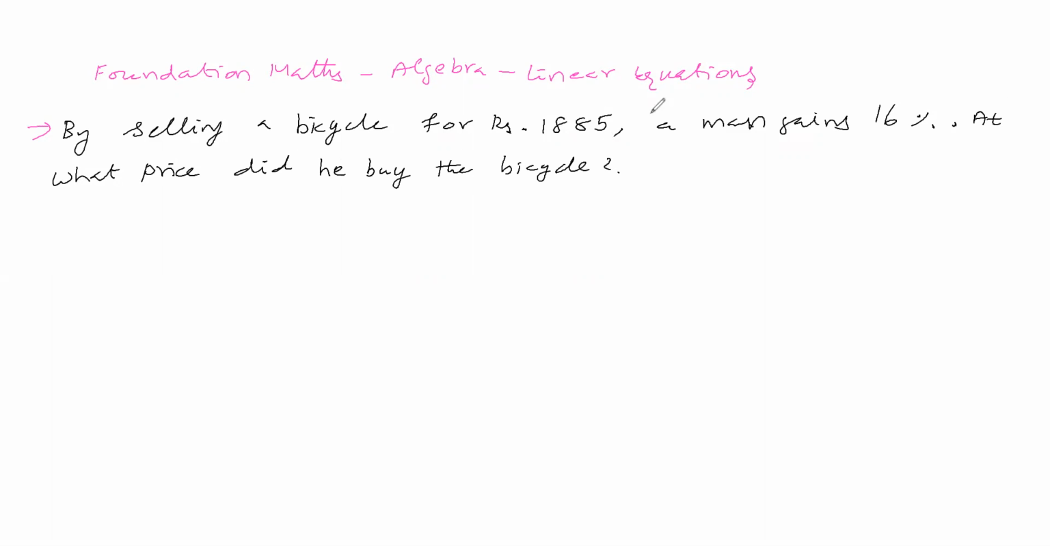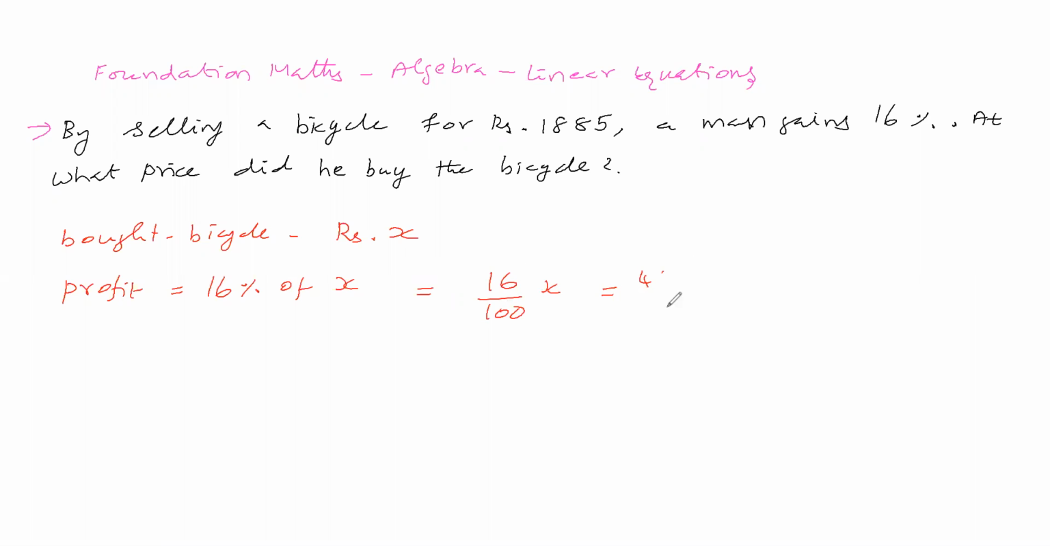Now, to what price he purchased the bicycle, that we have to find. So now we will take the bought bicycle for x rupees. What is the profit he got on selling? 16%. So profit on selling this bicycle is 16%. Therefore 16% of this x rupees is equal to 16 by 100 into x. This much profit he got.